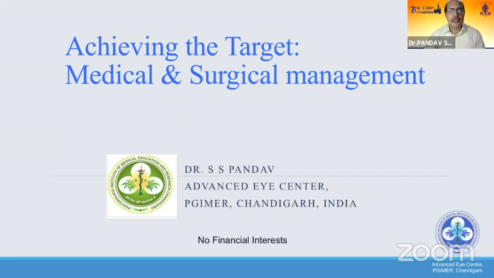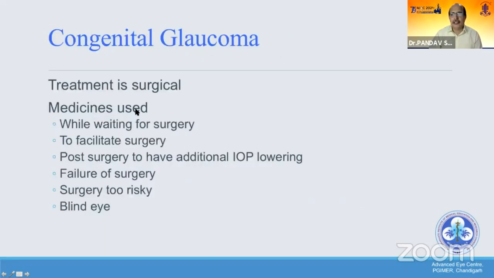Talking about achieving the target IOP, using medical and surgical management. So we have already heard the importance of target IOP and where it should be roughly in the case of children. But how do we get this? We have a number of options. We have medical treatment and we also have surgical options. But pediatric glaucoma, congenital glaucoma mostly, is a surgical condition.